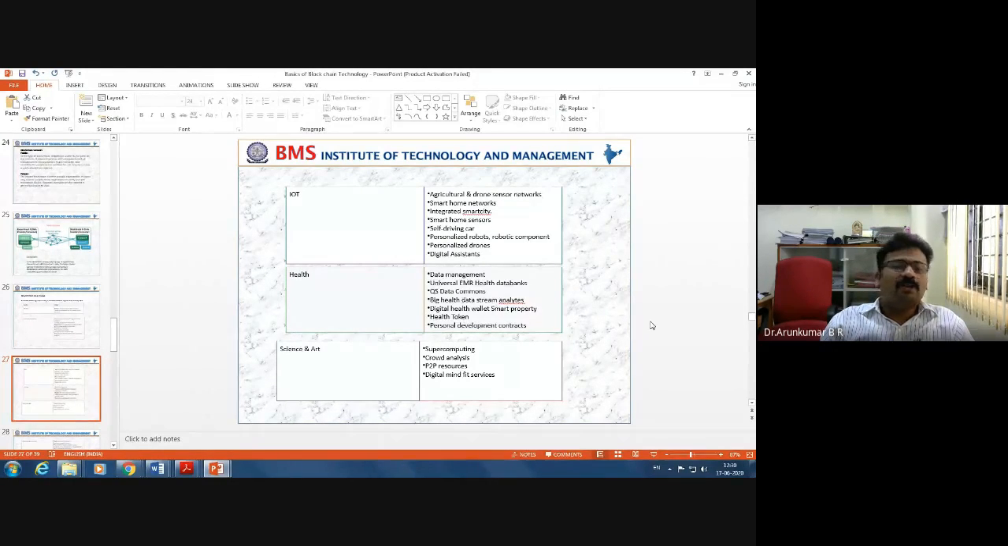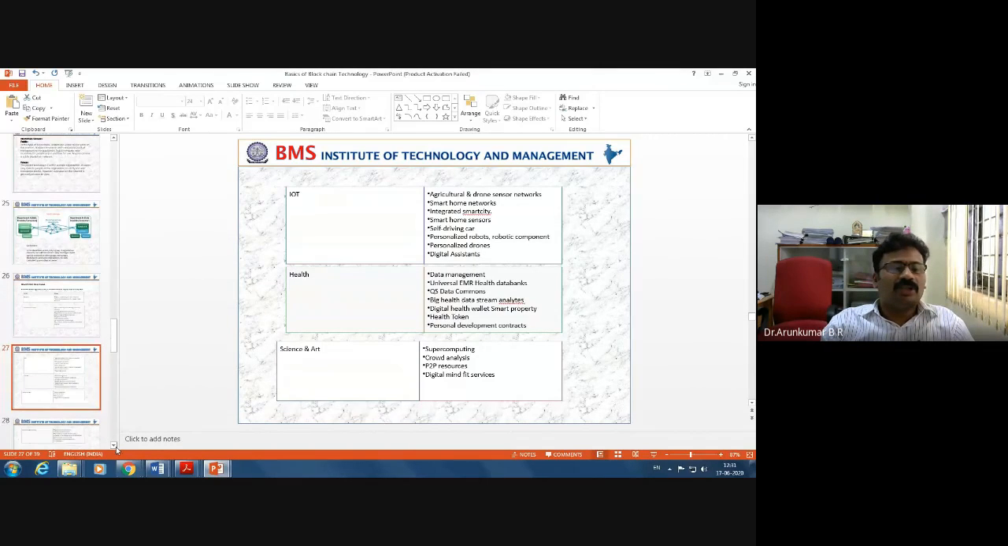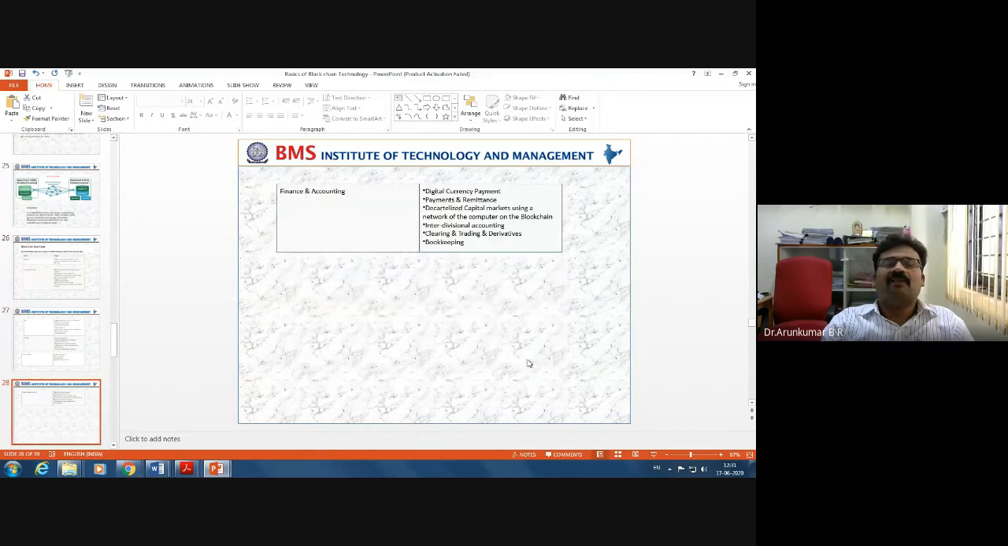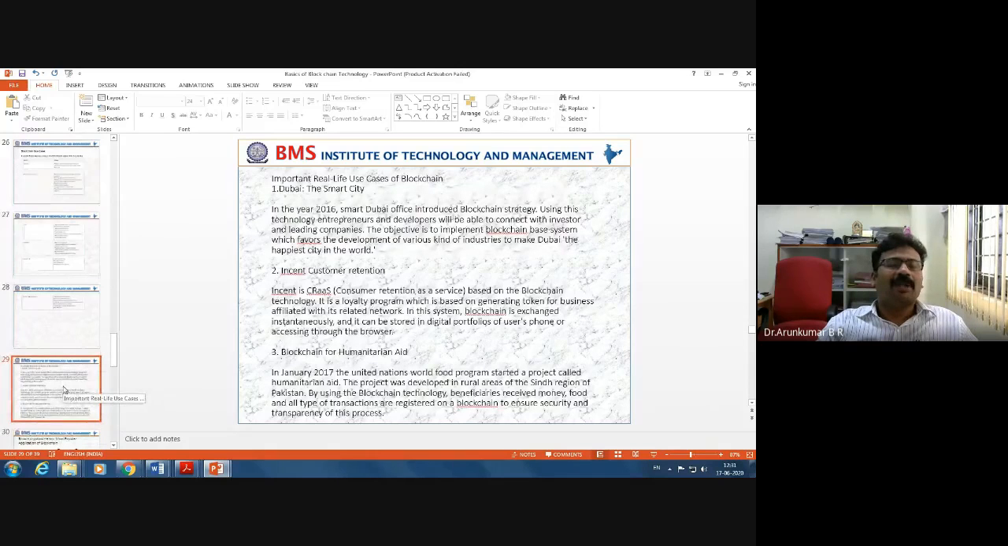So there are many use cases given with respect to blockchain. In health, for data management purposes: big health data stream analytics, digital health wallet, smart property, health token. In these cases, blockchain is used. So different use cases are given here. Finance and accounting, especially, is important here: digital currency payment, payment and remittance, decentralized capital marketing using a network of computers and the blockchain. These are certain things used with respect to blockchain use cases.